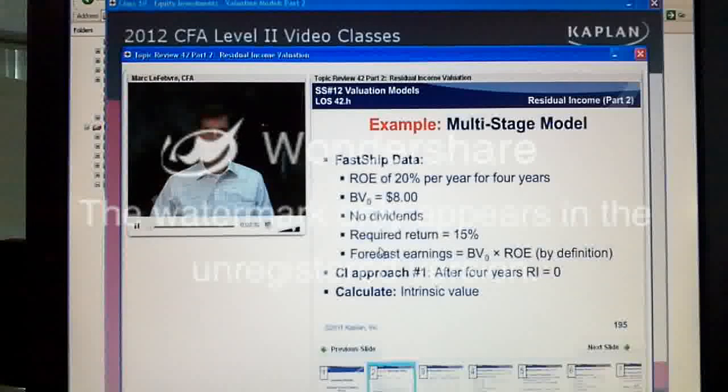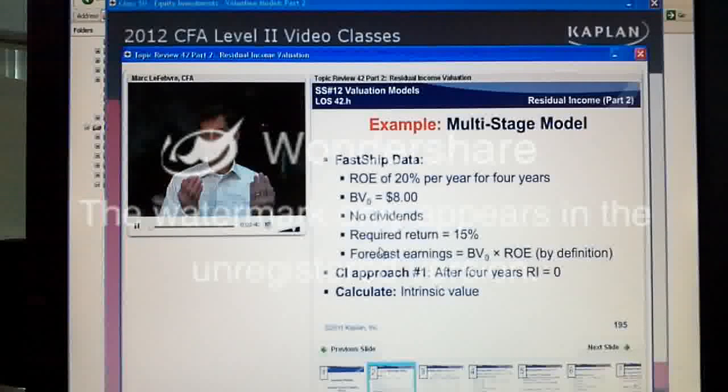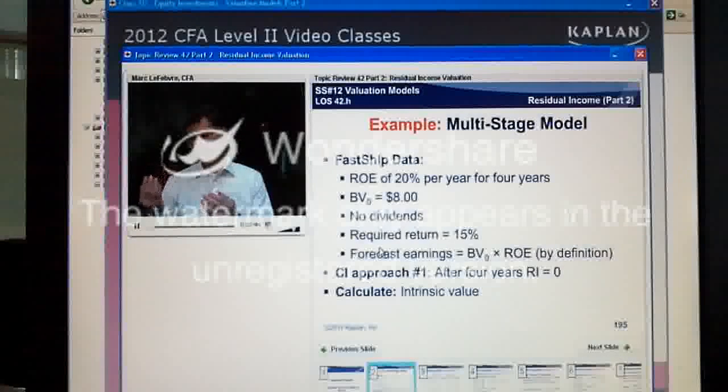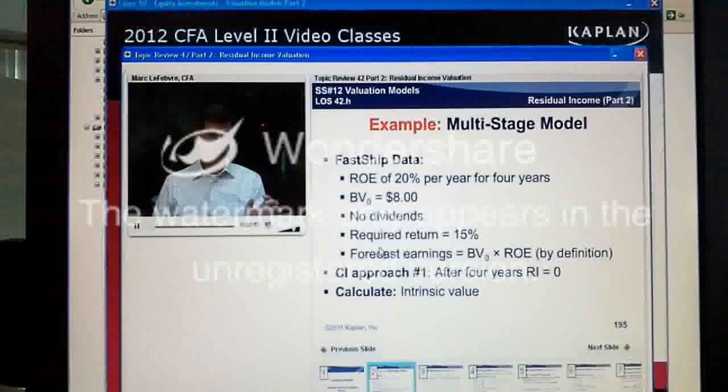Fast Ship in this case has an ROE of 20% for the next 4 years. And what that's going to represent is, if you remember in the multi-stage model, we start with a book value in time period 0. We have a high growth stage of residual income, and then we have a continuing residual income stage that we want to take at T-1 and move it back and present value back with everything else. So the initial value in our residual income valuation is that book value of $8.